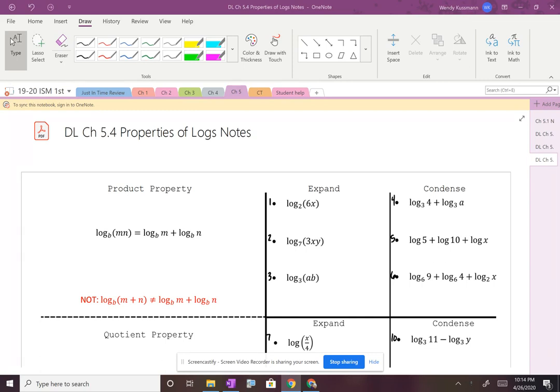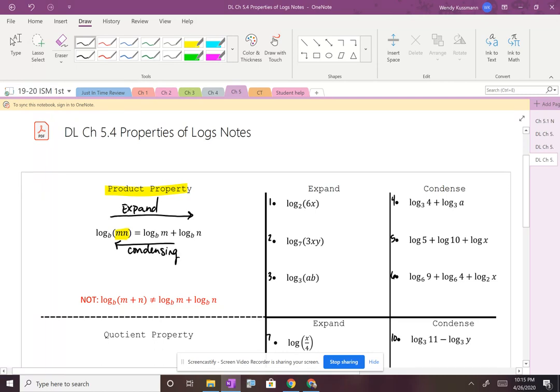The product property says that if there is multiplication in the argument of a logarithm, that can be split into addition. You will add 2 different logs together. They're going to ask you to do 2 different things in this lesson. They will ask you to either expand or condense. Depending on what it asks you depends on which way you're going. If you're expanding, you're taking one logarithm and expanding it into 2. If you are condensing, you're going to take these 2 logarithms and smush them into 1. So that's condensing.